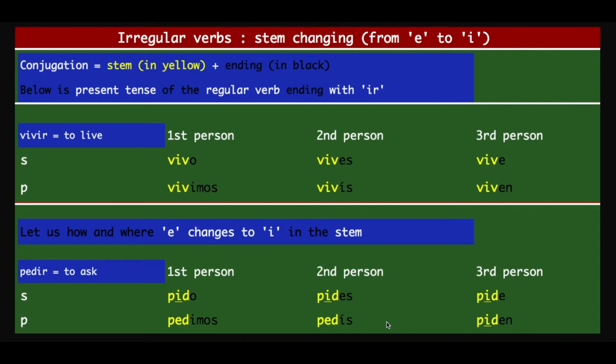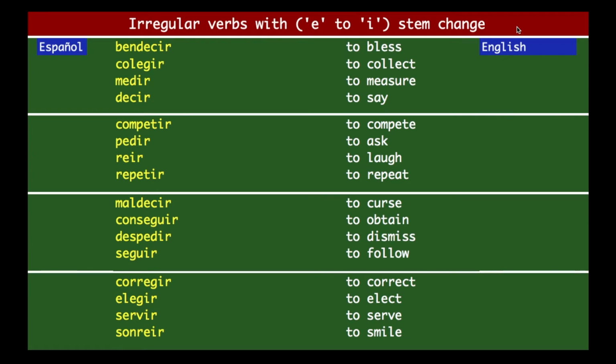Alright, folks, I hope you learned and enjoyed this beautiful concept, and now it will help you understand more irregular verbs, the way they get conjugated in a specific case of E to I stem change. Now, folks, let's take a look at the list of irregular verbs which get conjugated with a similar stem change of E to I. So the first one is bendecir, means to bless.